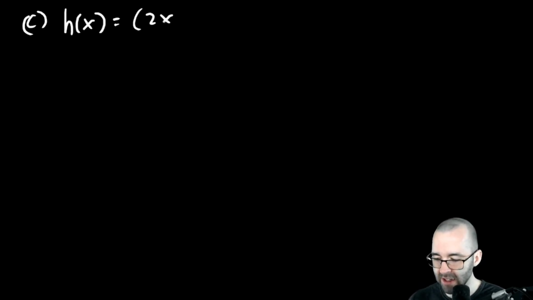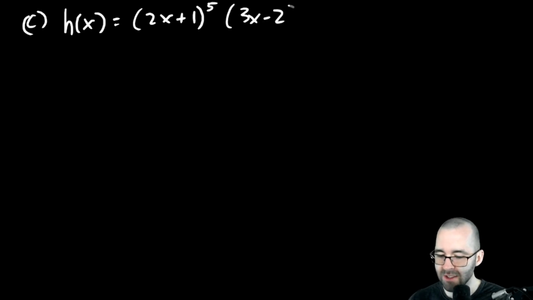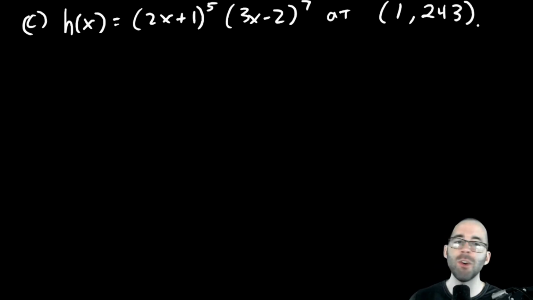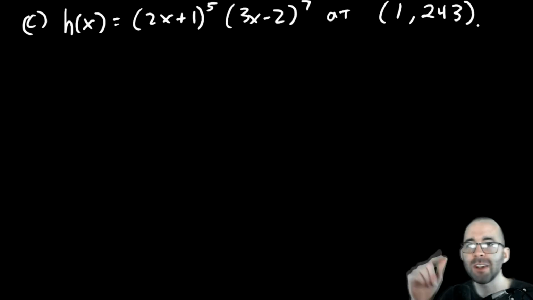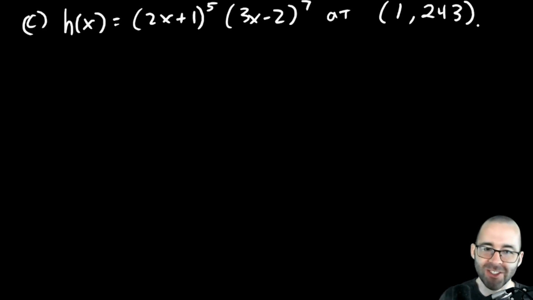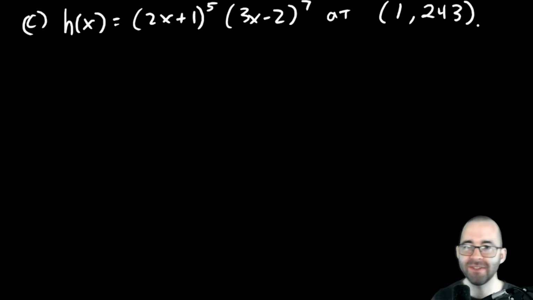Do part C. Let's move away from trig real quick. h of x equals (2x plus 1) to the 5th times (3x minus 2) to the 7th at the point (1, 243). There's no way this has a horizontal tangent line. I'm pretty sure this one's going to be much more interesting. We'll see though.